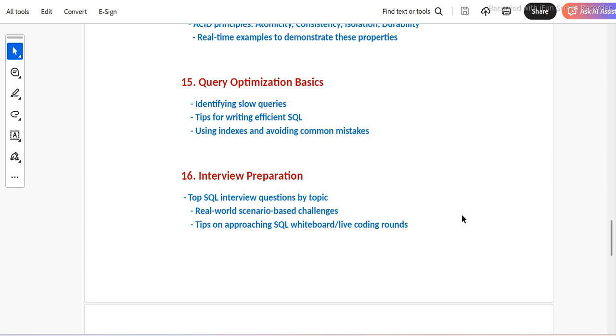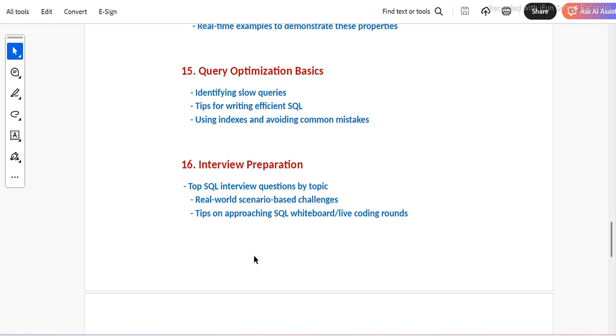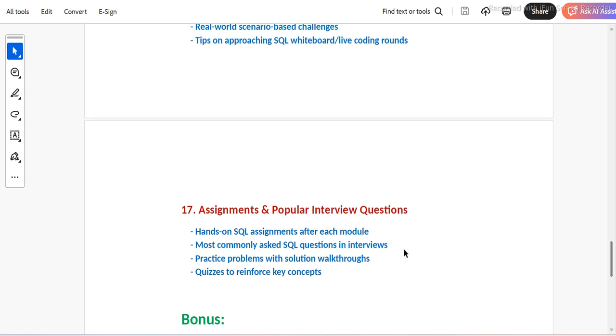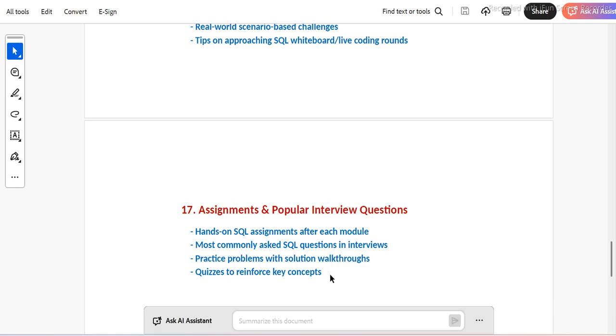So if you do everything properly, then you don't need to worry. You just need to brush it up before you go for an interview, wherever you go. Now we are going to do all of this preparation here. And the last one, guys, number 17, assignments and popular interview questions. All of these things are already going to be covered as part of the entire syllabus.